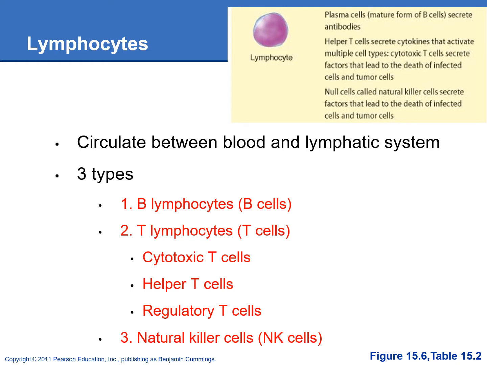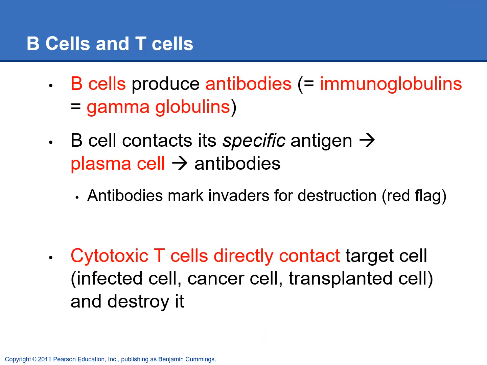There are three types of lymphocytes: B lymphocytes, T lymphocytes, and natural killer cells. With the T lymphocytes, there are three main kinds: cytotoxic T cells, helper T cells, and regulatory T cells. The B lymphocytes and T lymphocytes are very specific, and they will only recognize one pathogen that they will go after. If it's not their match, they don't react to it. So we have millions and millions of different B and T lymphocytes, each recognizing a different pathogen.